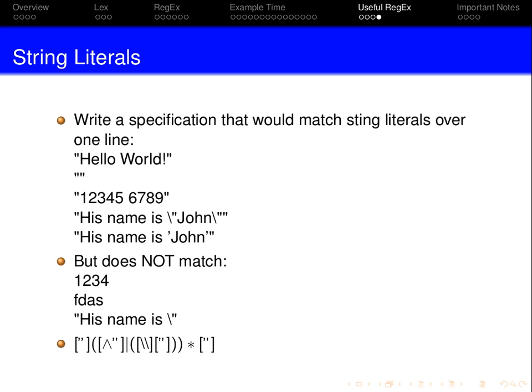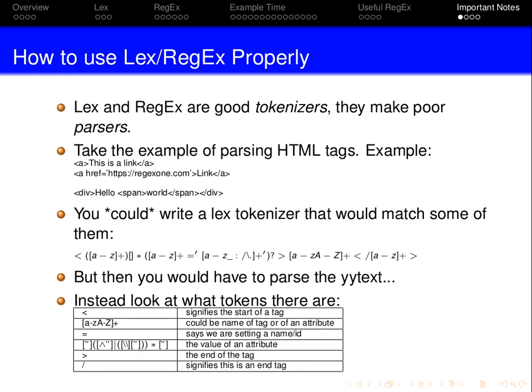All right. How's everyone doing? Better with regular expressions now? Better. Better? All right.